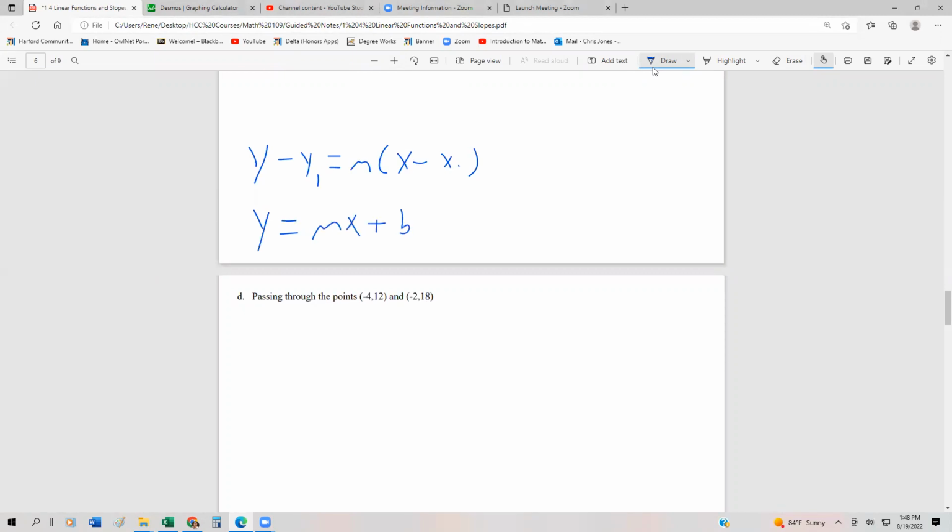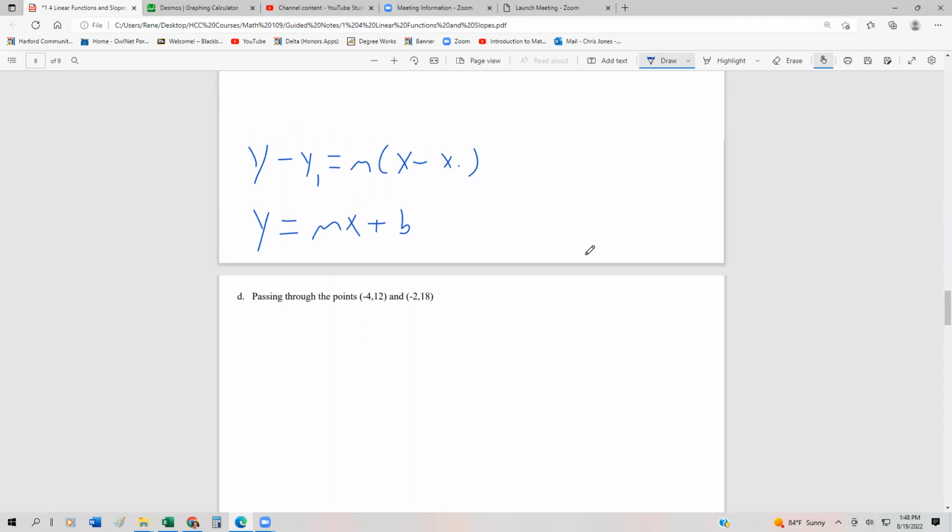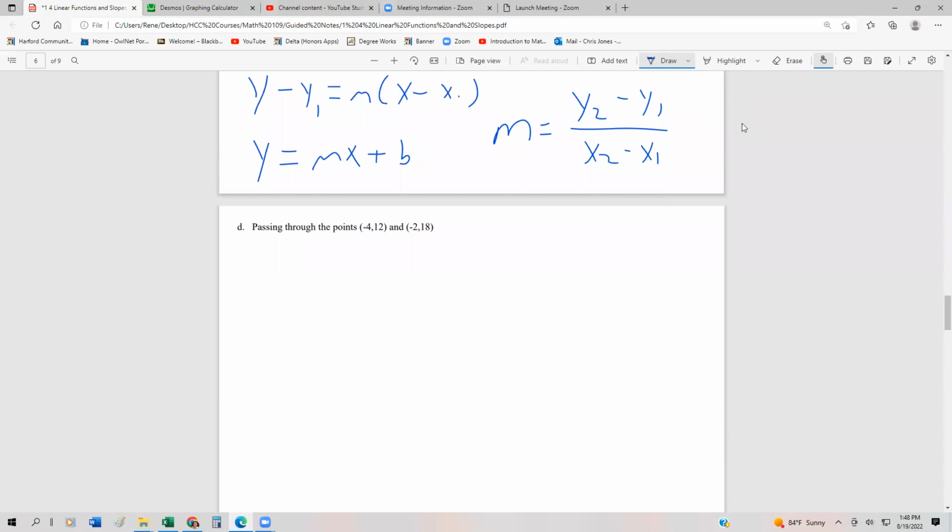All right. So first of all, we don't have the slope, but we recall that we do have the formula that we can find the slope with. Remember, we have this formula: y2 minus y1 divided by x2 minus x1. So let's just go ahead and find the slope, just like we did a number of times in the previous videos. We're going to call this x1, y1, and x2, y2.